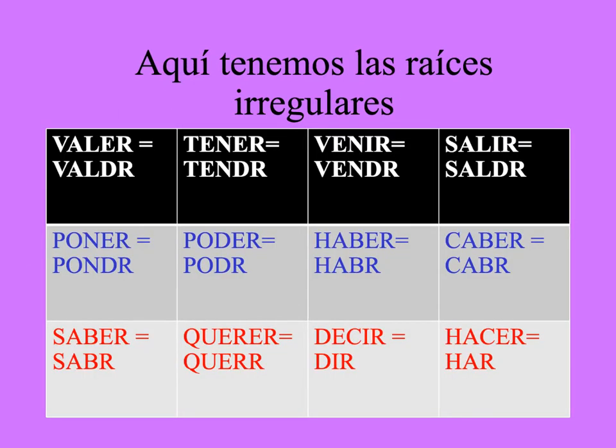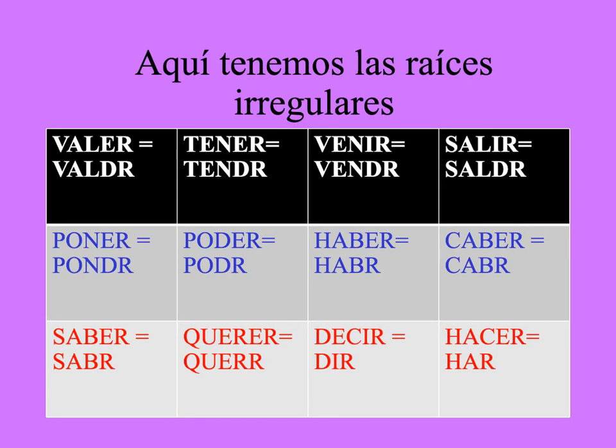So here we go. Valer becomes valdr-. So you take the endings, right, é con acento, ás con acento, á con acento, emos, án con acento, and you add them to valdr-, okay? You add them to tendr-, vendr-, saldr-, okay? Pondr-, podr-, habr-, cabr-, sabr-, querr-, dir-, and har-. And you can see what verbs they come from. That's how I organize them in my brain, right?